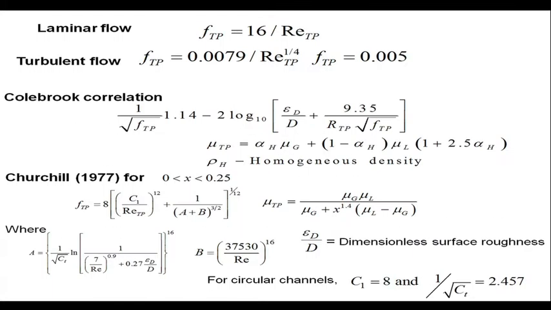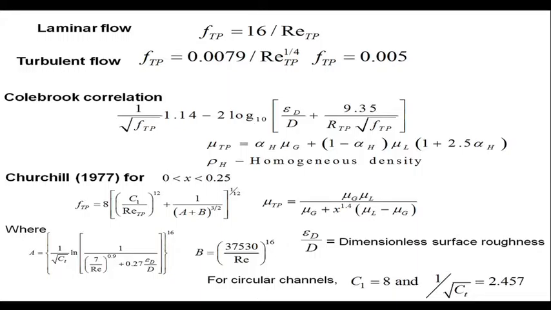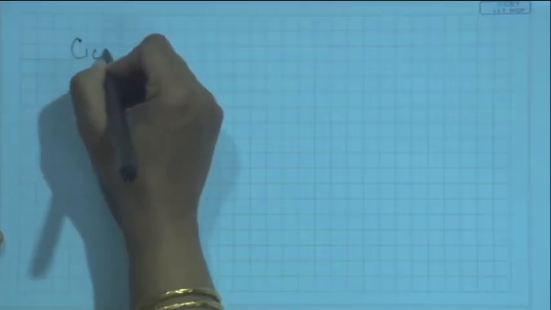Now, different people have worked with different types of correlations, and then they have suggested different things. For example, in that oil water flow paper, for certain conditions, they said that the Beatty and Wallis correlation is better, and for some other conditions people said that the Duckler correlation is better.